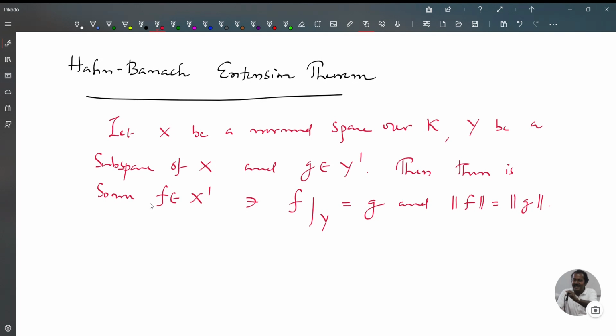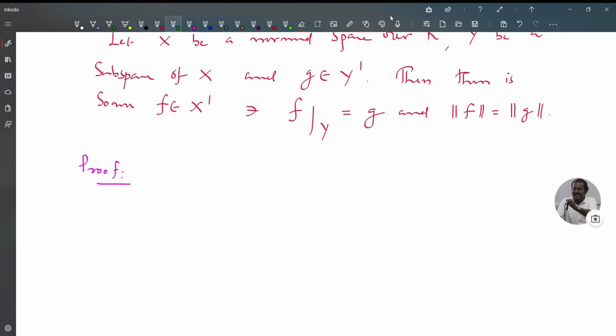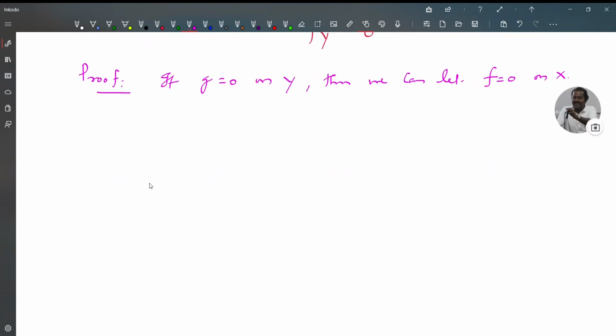Now we prove this theorem. Proof. If g equal to 0 on Y, then we can let f equal to 0 on X. So this proves the case of g equal to 0. Now assume that g is not identically 0 on Y.